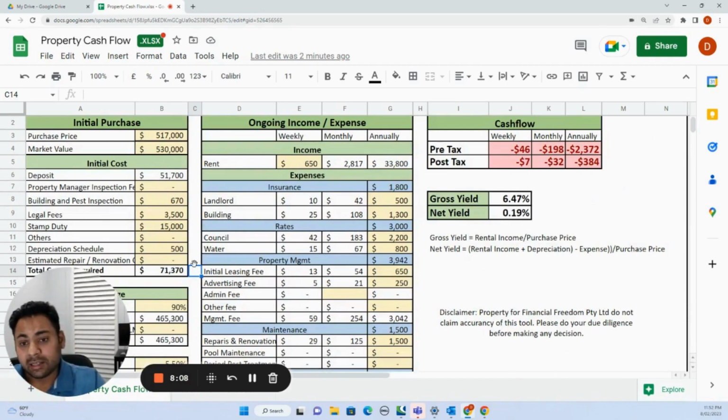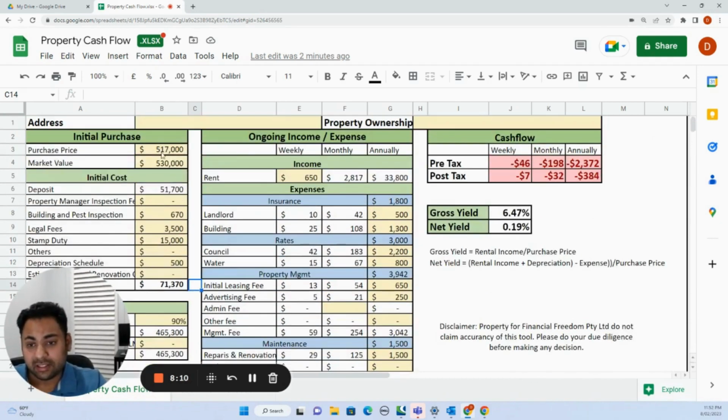Next, this 517K property is achieving $650 rent per week. This is the total rent you are getting, just multiplied by 52, the number of weeks in the year. So basically this is the total rent coming to you. Let's go through the expenses now.